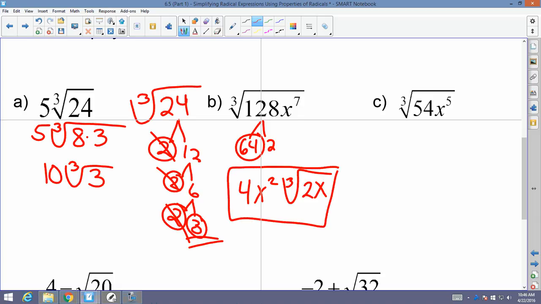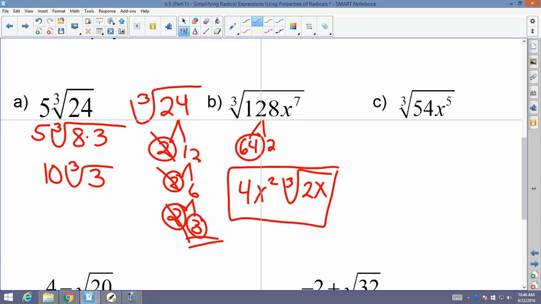Guys, if you want to break it down, do it. God bless you. I'm not going to break it down unless I don't see the perfect cube. If I don't see it, then I will break it down. But if I see it, I'm not going to break it down. However, you are allowed to go break it down at home and make sure that you have the same answer.